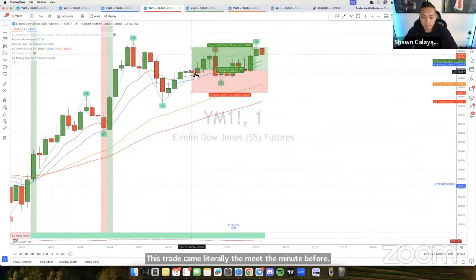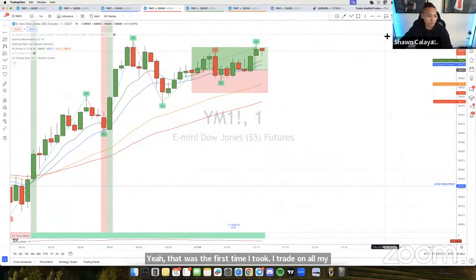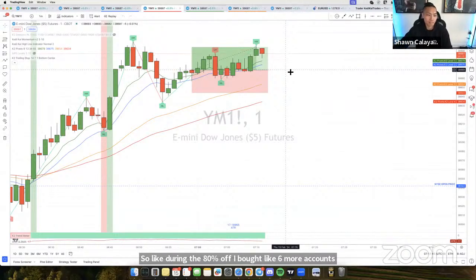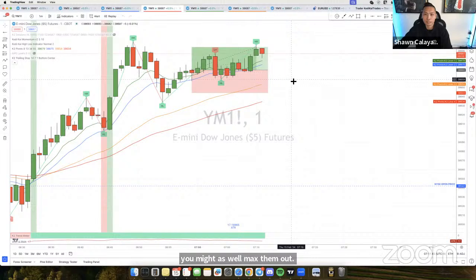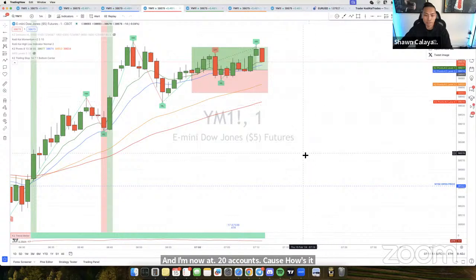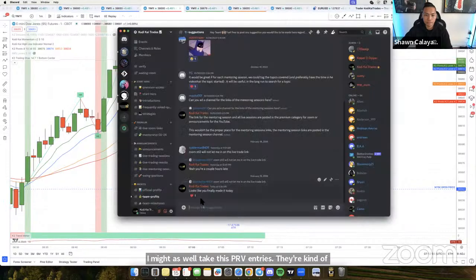That was the first time I took a trade on all my 20 copiers. I don't know if I told you guys, but I bought a couple more accounts. During the 80% off, I bought 6 more accounts because someone in the group said, well, you might as well max them out. And I was like, you're right, I might as well max them out. So I maxed out all my accounts and I'm now at 20 accounts. Because I was like, why not? I'm going to take these PRB entries. They're kind of staggered, so probably a few of them are going to be ahead of the others, but it's all good.